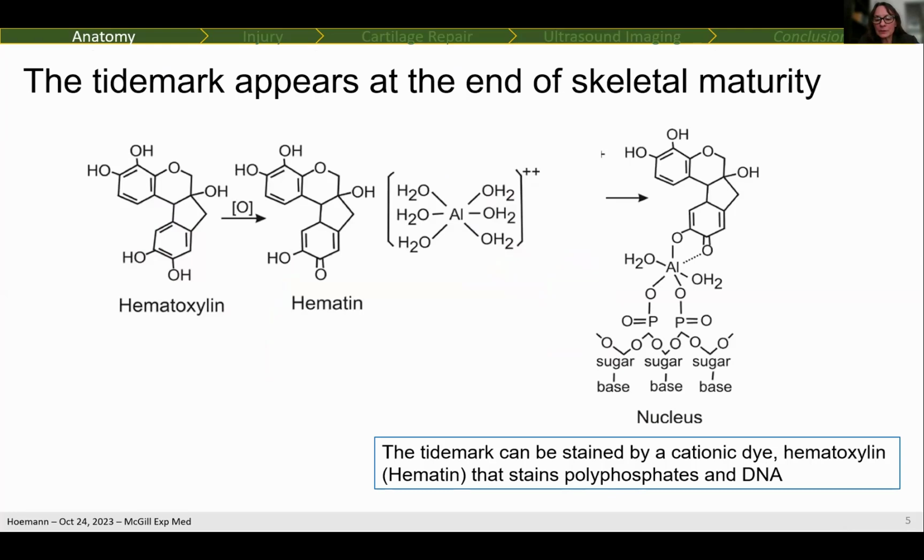So this tide mark is actually what is believed to save the articular cartilage from calcifying. And we can detect it histologically with a dye called hematoxylin, which, during the staining process, is converted to hematin and then binds and forms a blue color through this aluminum complex.